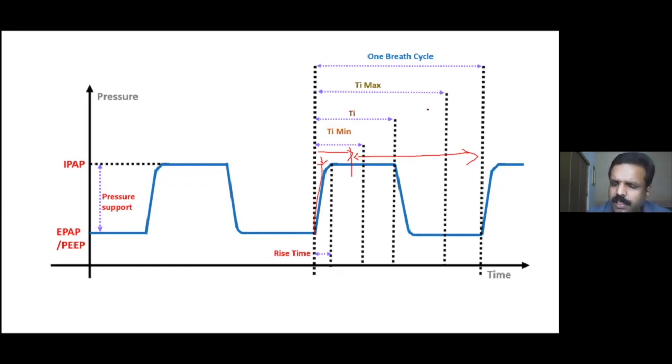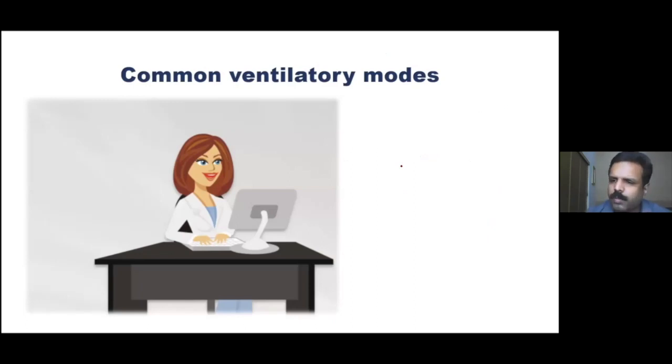Thus again, in neurological conditions and all, you give more time so that the patient can have a longer inspiratory time. This is the maximum inspiratory time. So if you give a lower TI max, the expiration can be slightly prolonged, which we'll explain with the case scenarios. Now the common ventilatory modes.